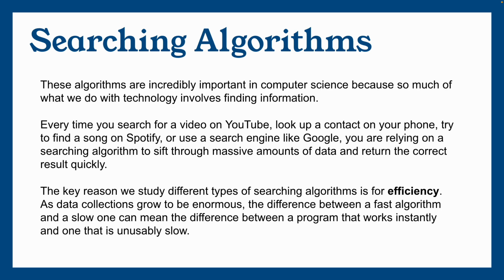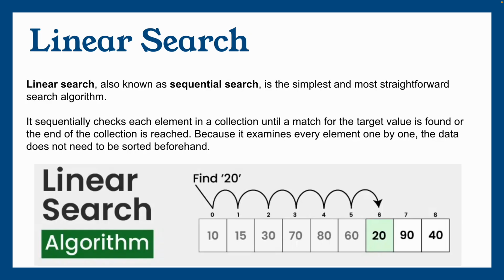Okay, so the difference between a fast algorithm and a slow algorithm can mean the difference between a program that works instantly and one that is unusably slow to use. So the choice of algorithm here is very important.